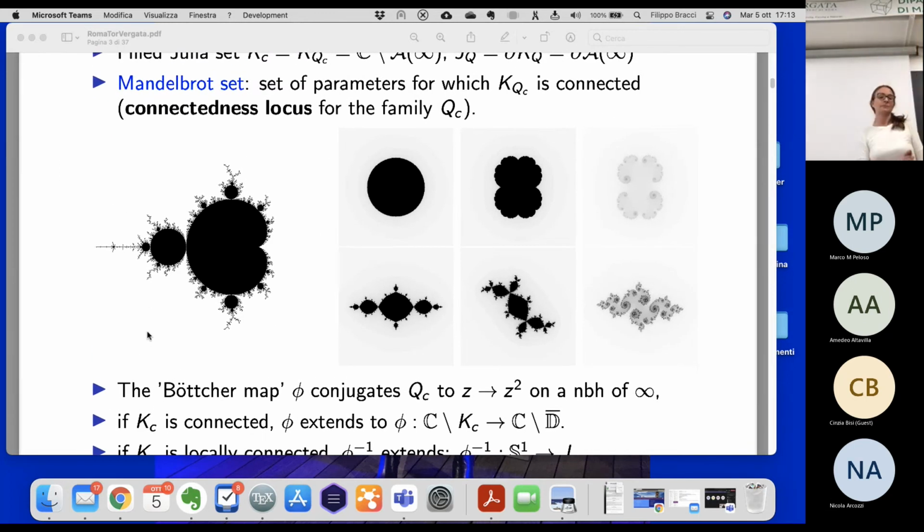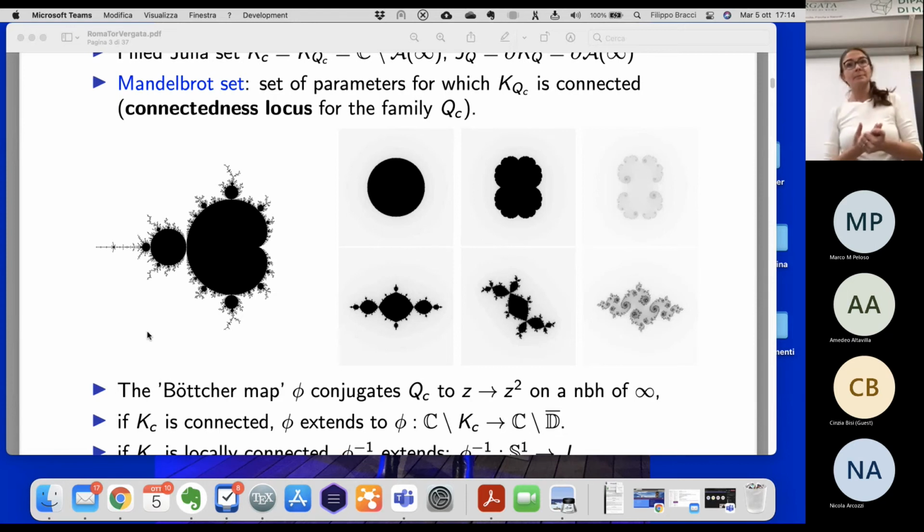And as we said, if we are in a neighborhood of infinity, zeta squared is much stronger than the plus c. The plus c is not very important, and actually there is a conformal conjugacy between the action of your quadratic polynomial and the map z goes to zeta squared. And if the filled Julia set is connected, this conjugacy extends to the whole basin of attraction of infinity, so to the whole complement of the filled Julia set.